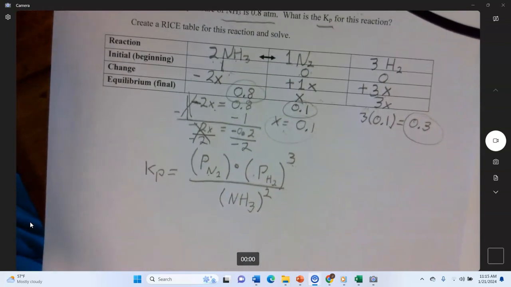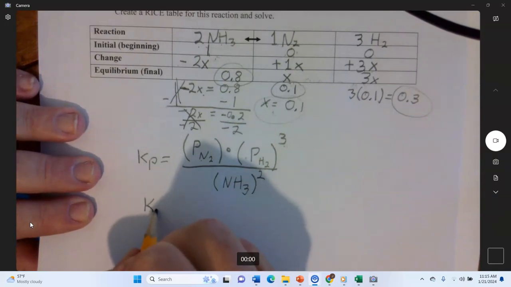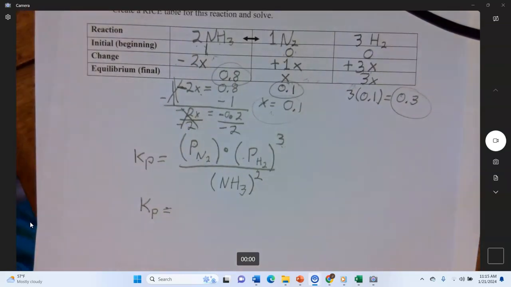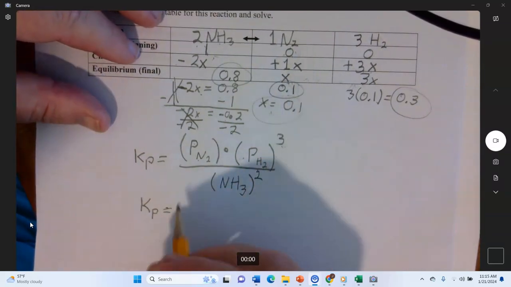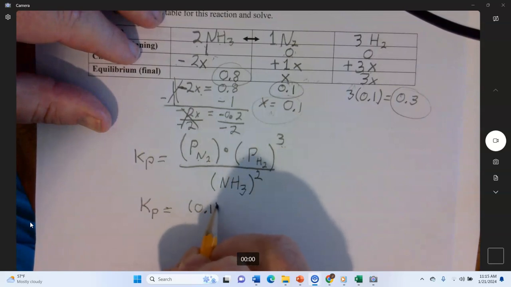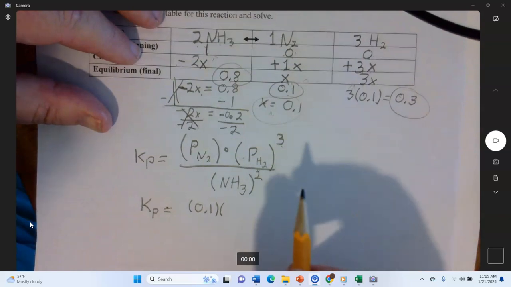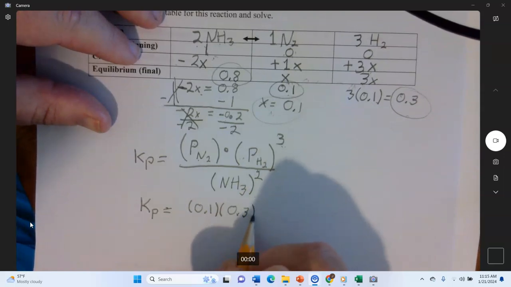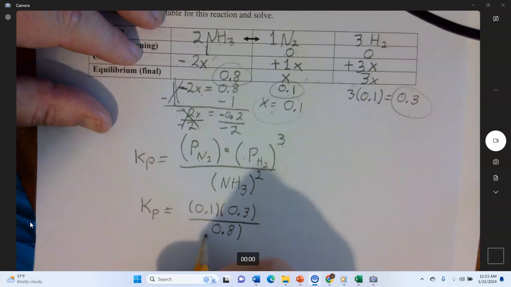Now we're ready to come down here and plug it into this equation to find out what Kp is. So Kp again is the relationship between products and reactants when they find their happy place at equilibrium. So PN2 at equilibrium is 0.1, and PH2 is 0.3. And NH3 concentration, as was given to us, is 0.8, and you have to square that.